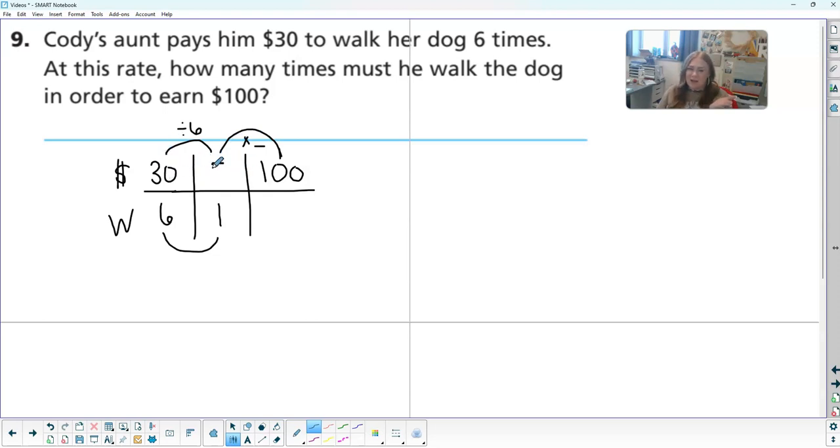30 divided by 6 is 5. Hopefully you figured that out. So how many times can 5 go into 100? 5 times what equals 100? And you're going to do the same thing here. And that will tell you how many times they have to walk the dog.